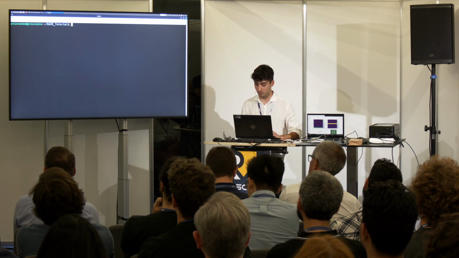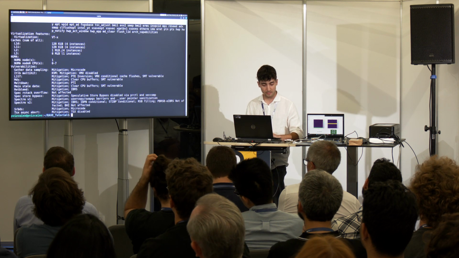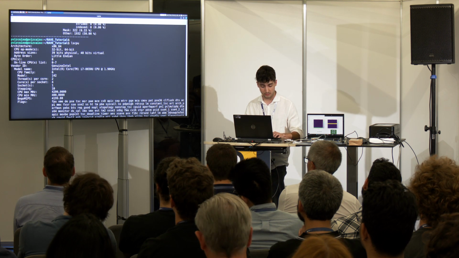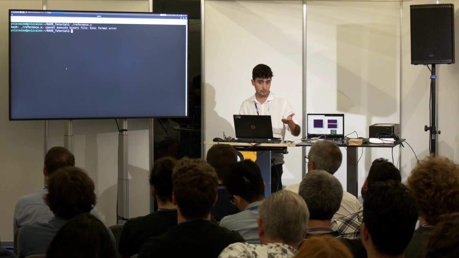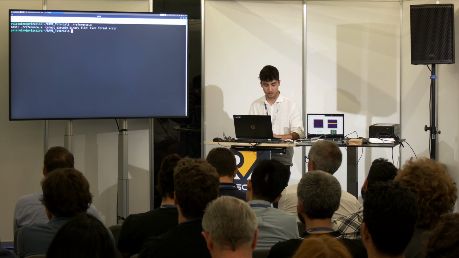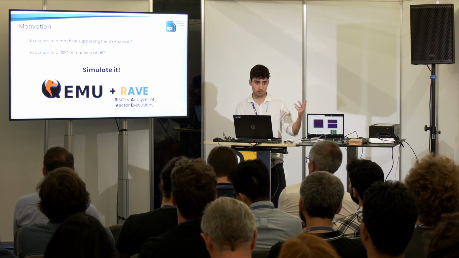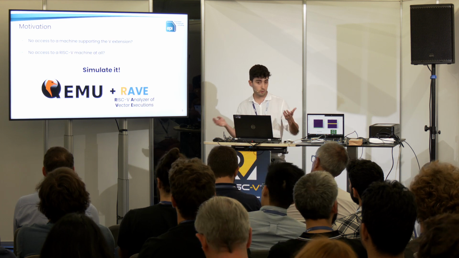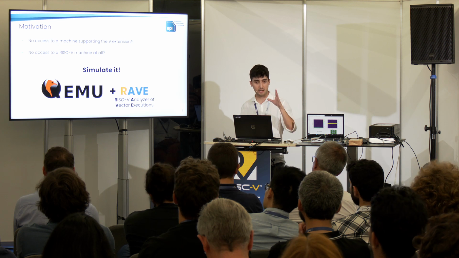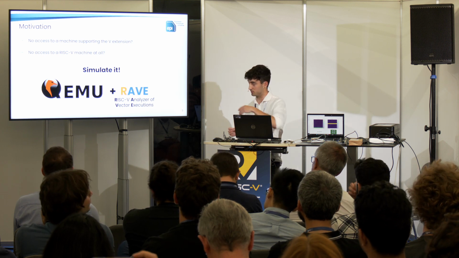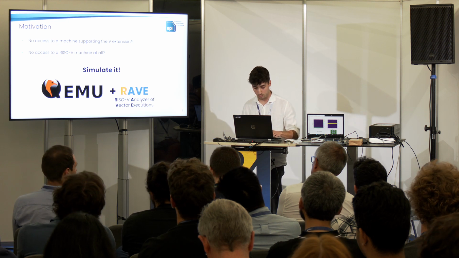What's even worse, you might not even have access to a RISC-V machine. So this is my laptop. This is an Intel laptop. If you try to run your binary there, of course, you cannot do it because this is a RISC-V binary on an Intel machine. So what do you do when you don't have access to the vector extension, or you don't have access to a RISC-V machine? You can do simulations. What we do in this presentation is use QEMU plus a plugin that we created, which is called RAVE, which is the RISC-V analyzer of vector executions, to be able to run your code.